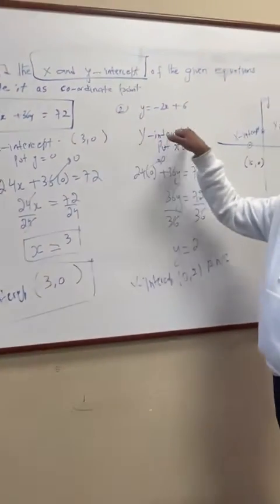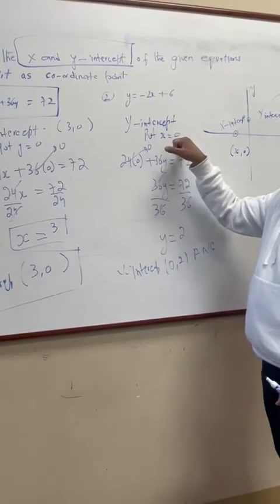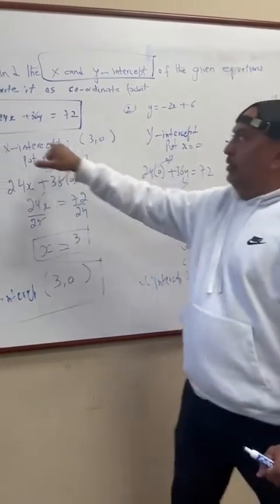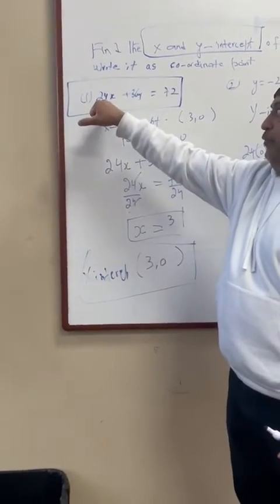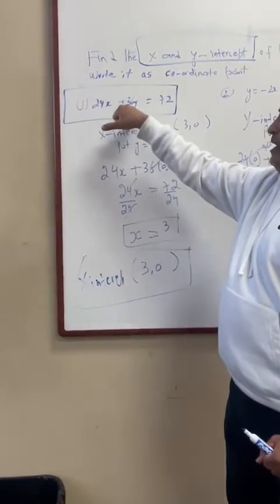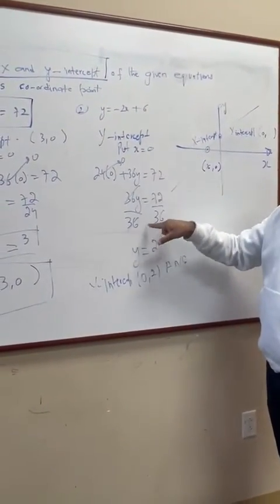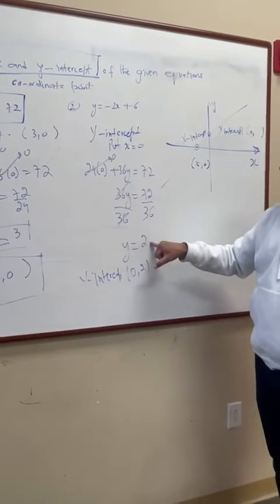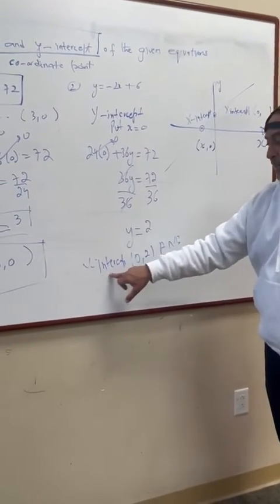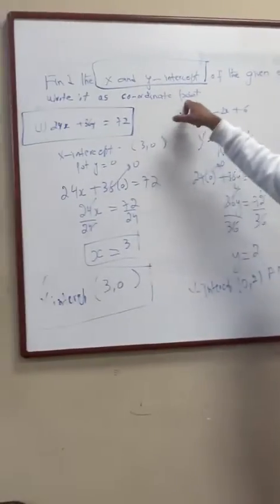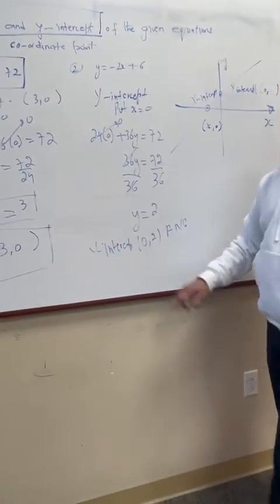In order to find the y-intercept, we put x equal to 0. When we put x equal to 0, this will vanish because 24 times 0 is 0. What's left? 36y is equal to 72. Dividing both sides by 36 gives y is equal to 2. And the y-intercept in terms of coordinate points will be 0, 2.